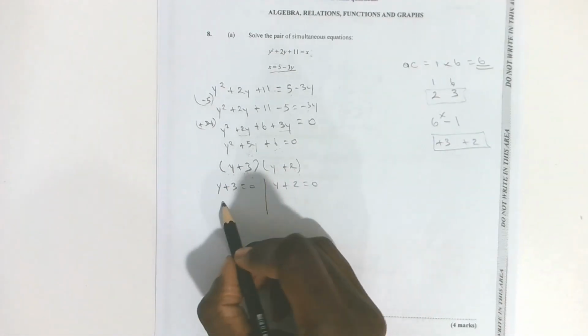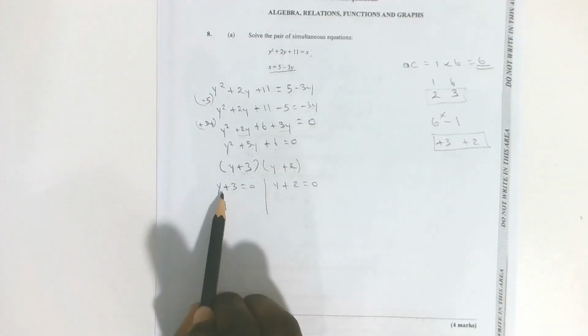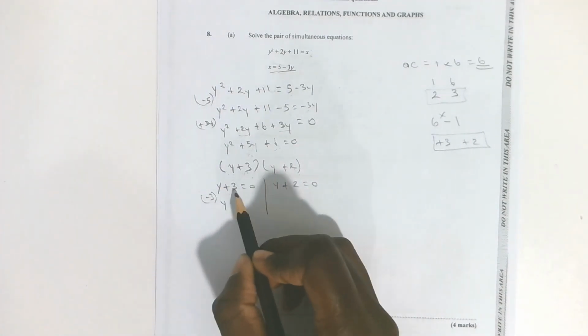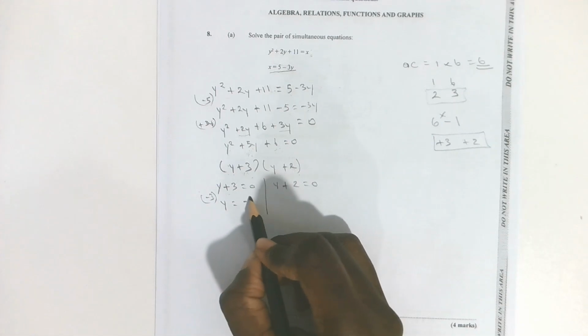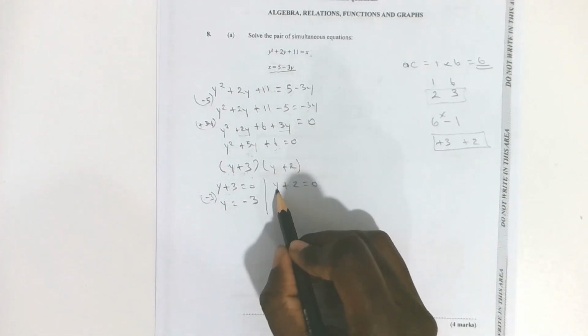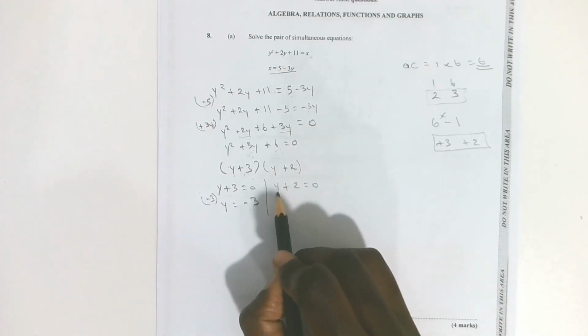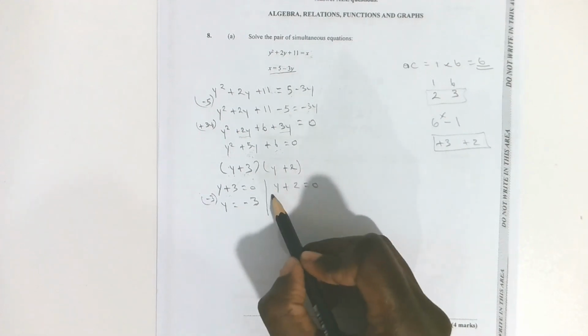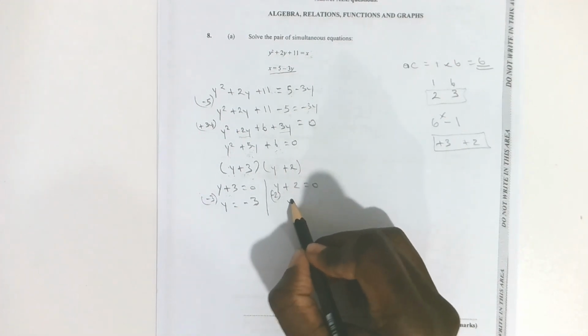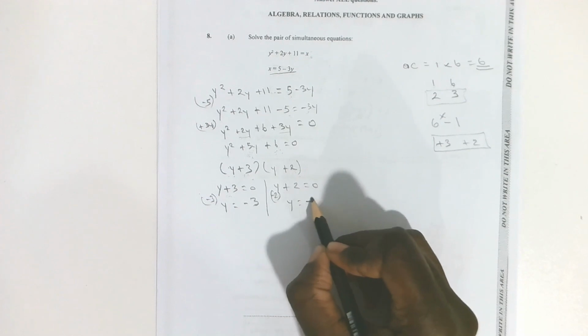To find our y value, we make y the subject of the formula. So it's going to be y. And to cancel our 3, we need to take it away. So y is equal to negative 3. And then once again here, to find our value for y, we're going to take away 2. So y is equal to minus 2.